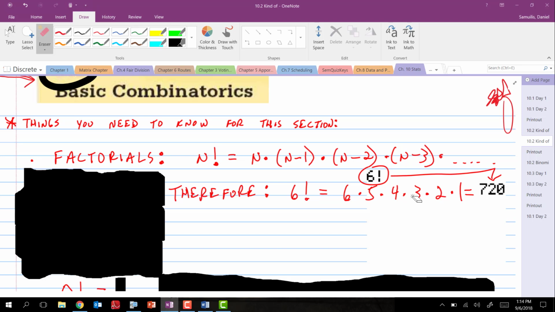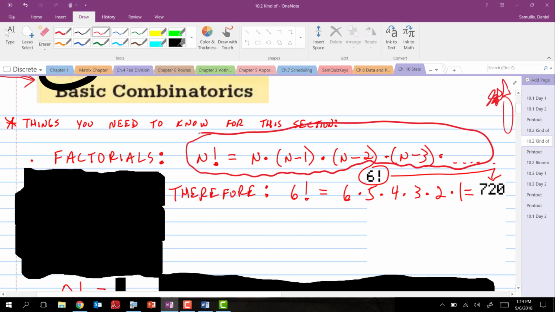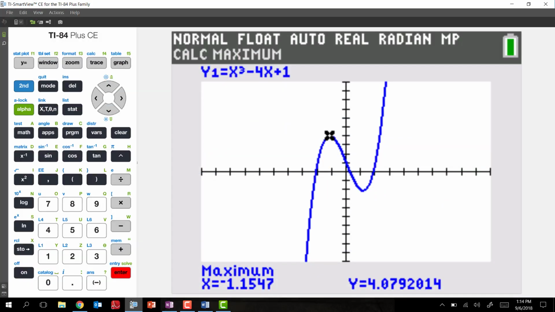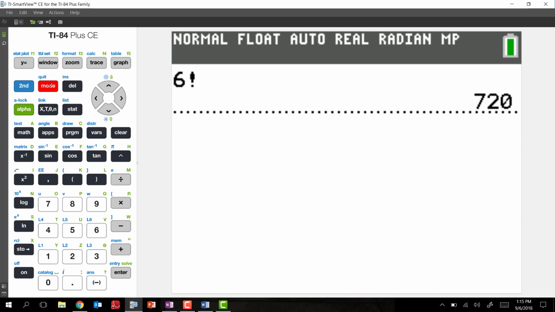Okay, so what does n factorial mean? n factorial is n times n minus 1 times n minus 2 times n minus 3, keep going down. There's that flash again, but... Okay? So 6 factorial is 6, 5, 4, 3, 2, 1 multiplied together. And you can type it on your calculator. I do have the calculator ready for you, just to show you where the factorial button is.